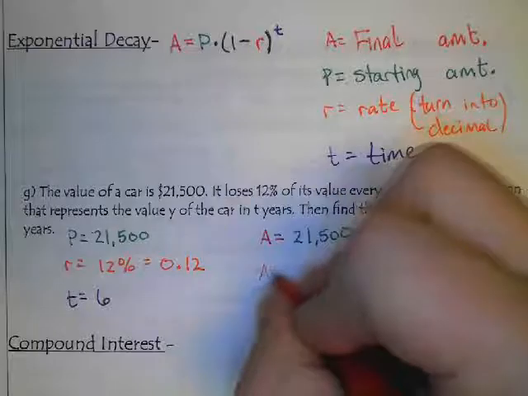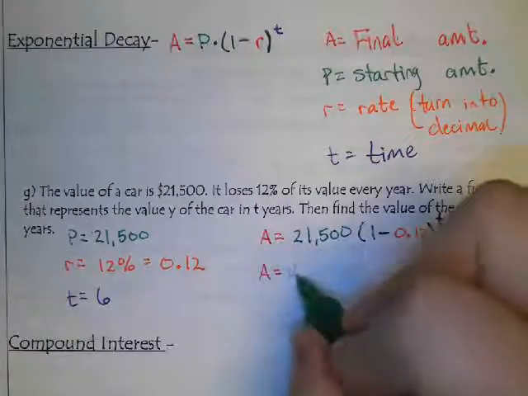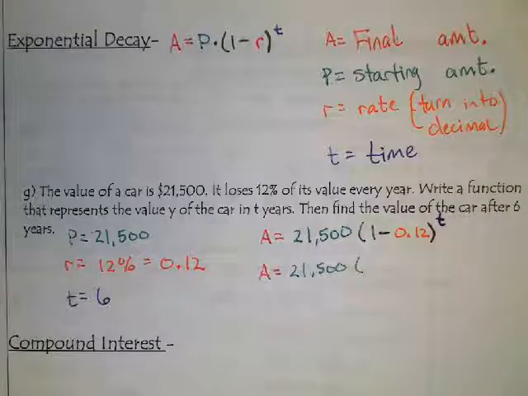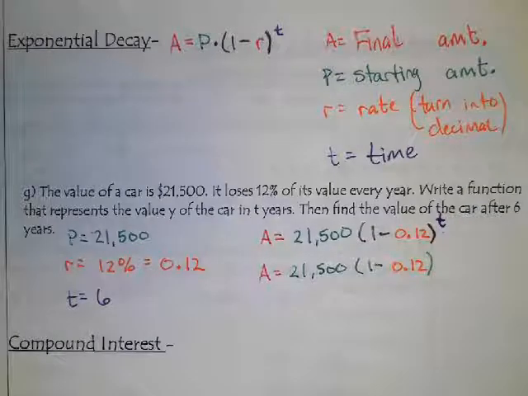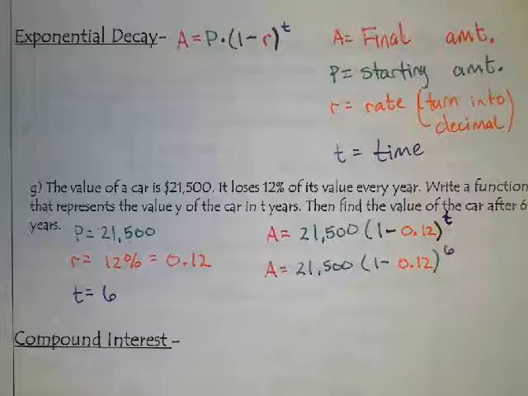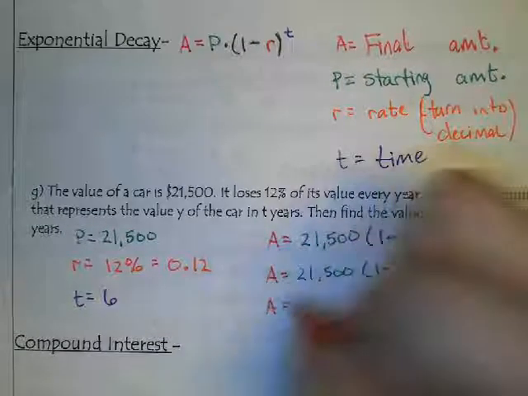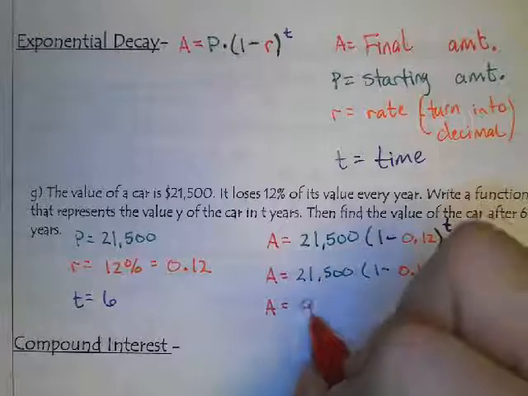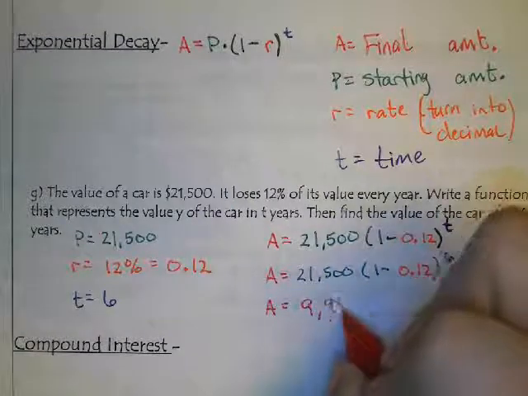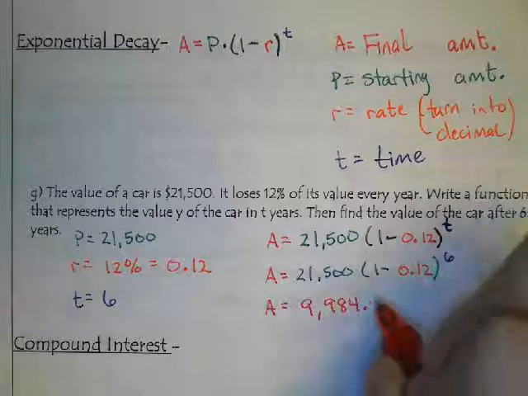So A is equal to 21,500 times 1 minus 0.12 raised to the 6, like so. We plug that into our calculator. You can type it exactly like you see it. And then we get that the value of the car after 6 years is 9,984.70.